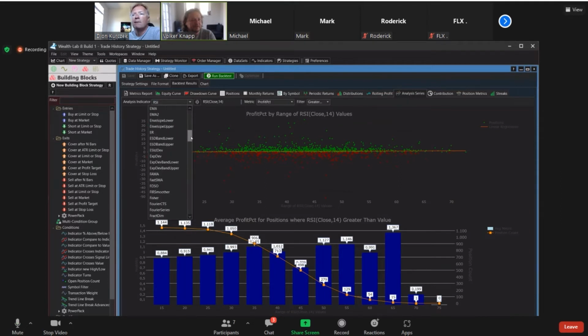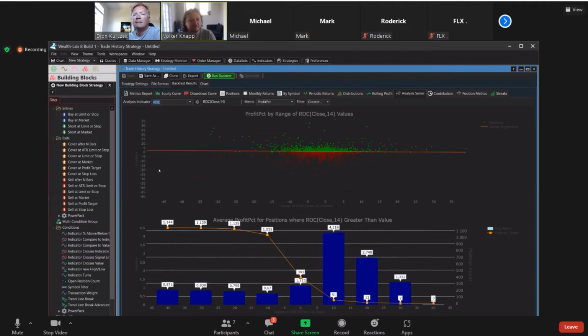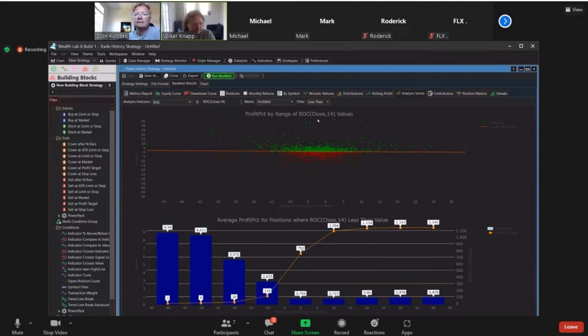Yeah, one that I like is the rate of change. Here we go. Let's make it this way. This is also interesting, because you see this clear number. Well, that's a clear relationship. Is it?